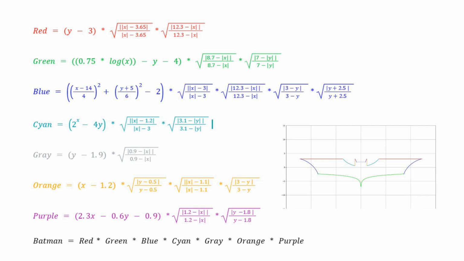The cyan, red, blue, and green parts make up the wings and the tail of the bat, and the other three make up the head. Now, we have the equations. How do we plot them?